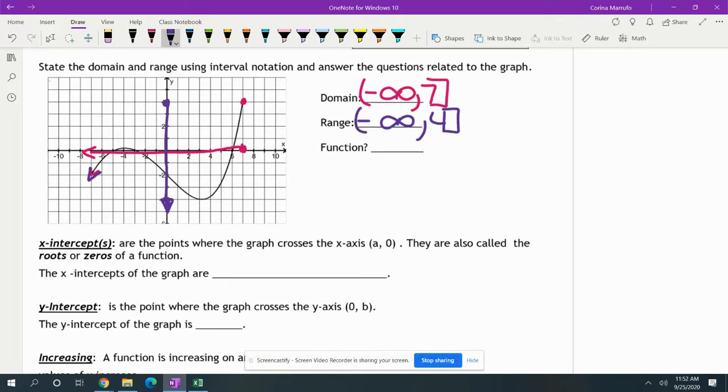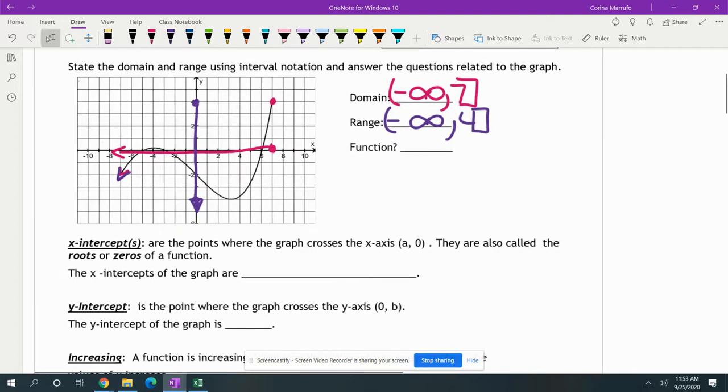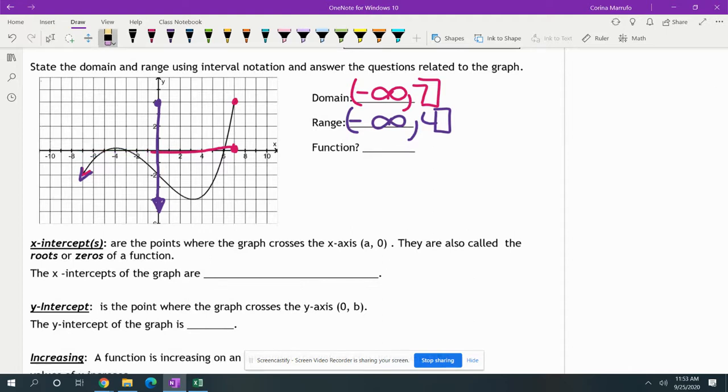Okay, then we check to see, is this a function? We do that by doing the vertical line test. It definitely passes the vertical line test because it does not cross more than once on any particular section. So that one is good. Yes.